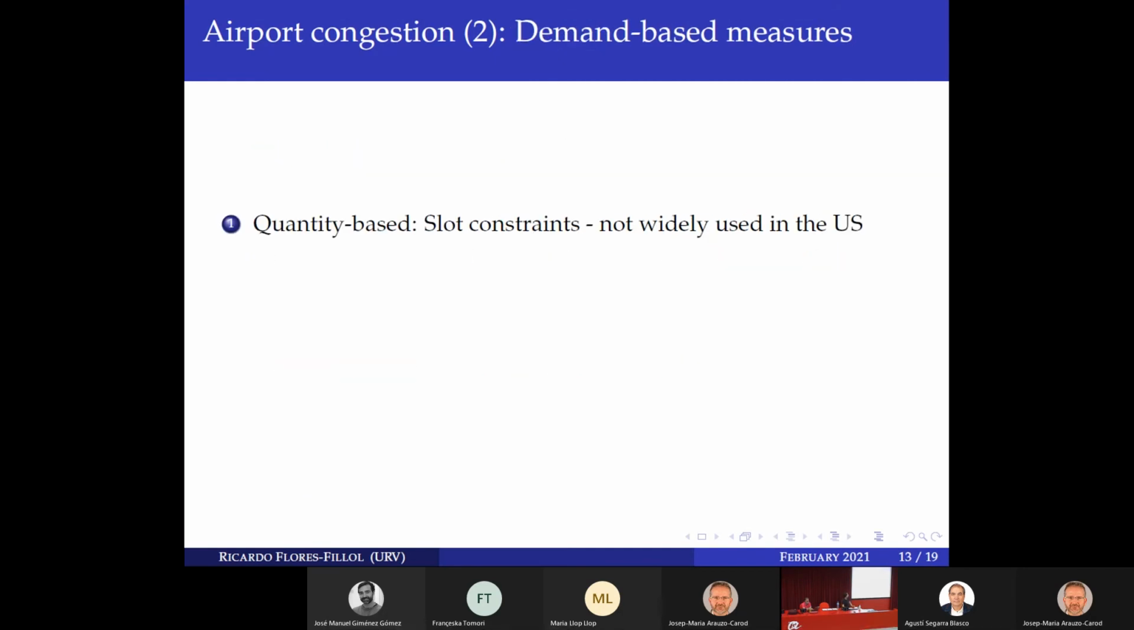Okay, so what are the measures in the case of airports? The quantity-based measures I was referring to before in the case of urban congestion, low emission zones, are now, in the case of airports, slot constraints. Slot constraints basically limit the number of operations. So this is the quantity-based measure that you observe in airports. And the price-based measure is congestion pricing, again, which is imposing congestion tolls on airlines, but this is not implemented. This is a theoretical thing because it has never been implemented.